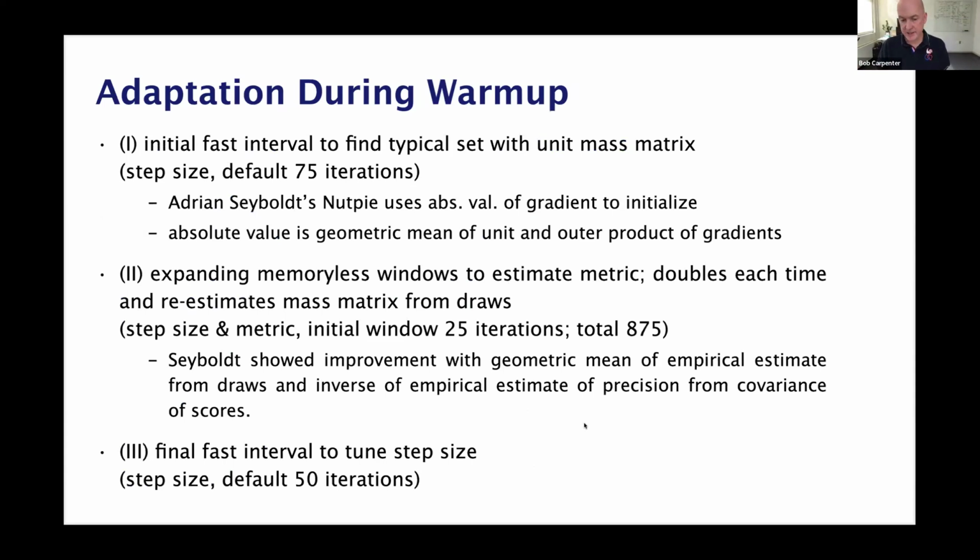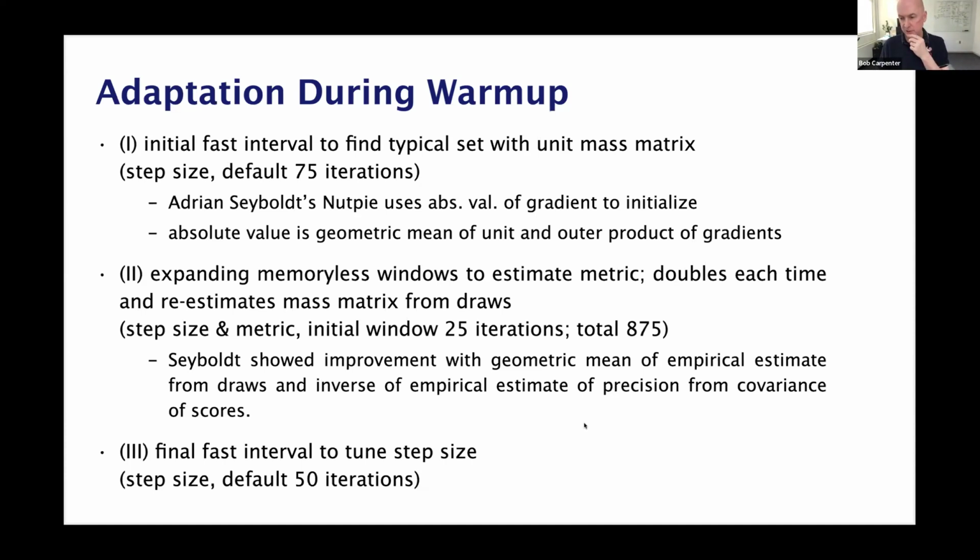The way we do adaptation, right? We're just doing standard versions of NUTS. We do 3 intervals of adaptation in Stan. We do an initial fast interval just to find the bulk of the probability mass, and we use a unit mass matrix for 75 iterations. This is almost always sufficient to actually get to the bulk of the probability.